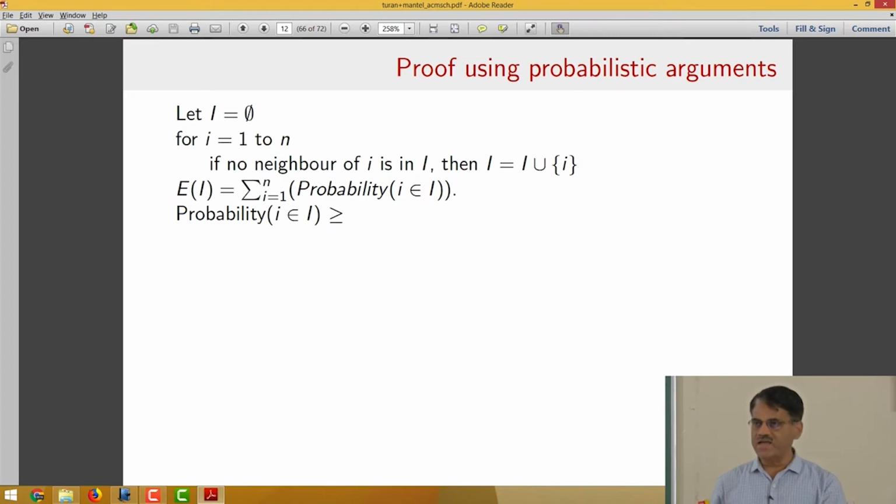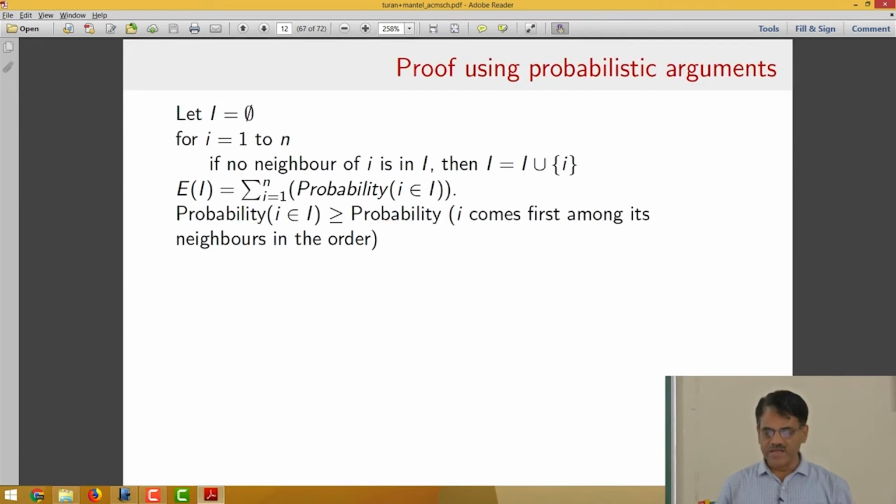The probability that vertex i is in the independent set: if you look at i and its neighbors in the ordering, and i is the first vertex among them, then it will definitely be in. There are all possible orderings of the vertices. So that probability is at least the probability that i comes first among its neighbors in the order. What is the probability that i comes first?